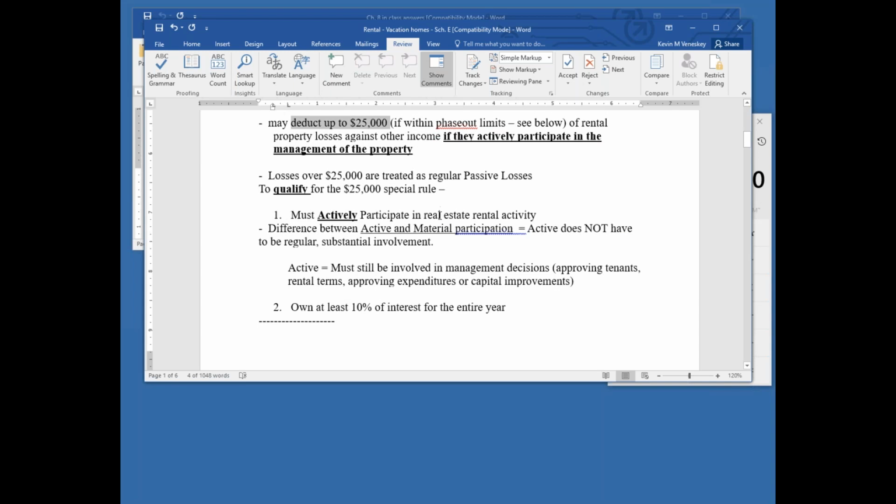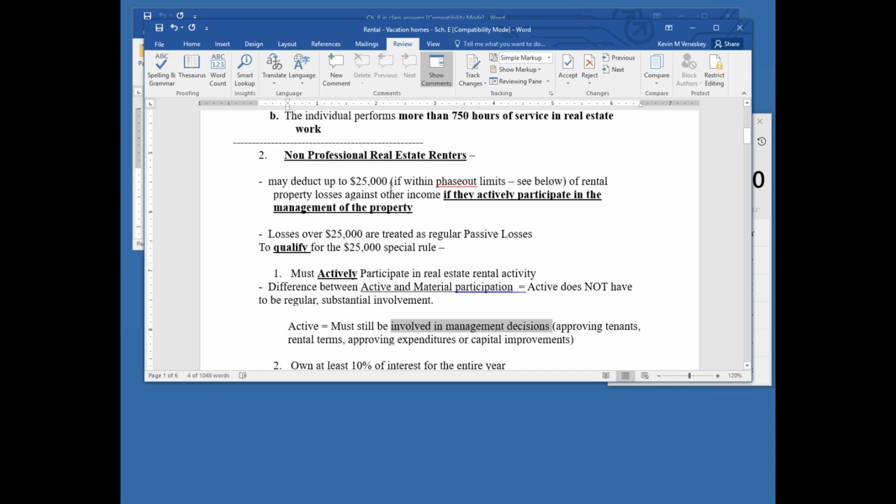And what I mean by actively participating is you don't have to be doing stuff all the time on a regular basis. All you have to be involved in is decision making. You actually approve the tenants. It's not run by some outside agency. You own it, but then some company runs your rental for you. That would not be considered active participation. Then you do not get to this $25,000 option on a loss.